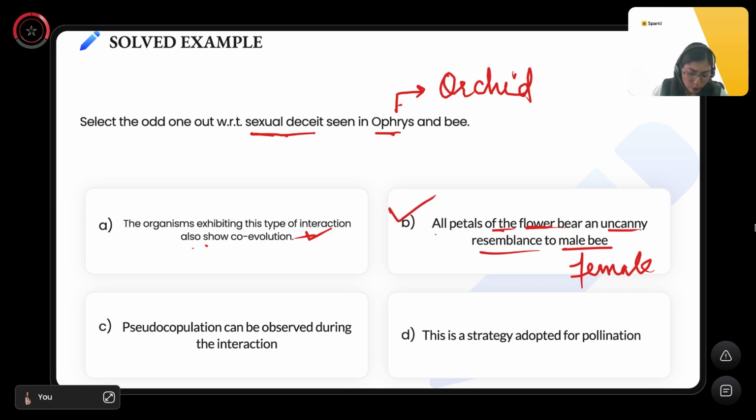Let us look at the other options also. Option C says pseudo copulation can be observed during this interaction. Yes, absolutely. Okay. D option says this is a strategy adopted for pollination. Definitely. This is a very specialized evolution strategy that is designed to achieve pollination in case of this Ophrys. Clear? Let us move on to the next question then.